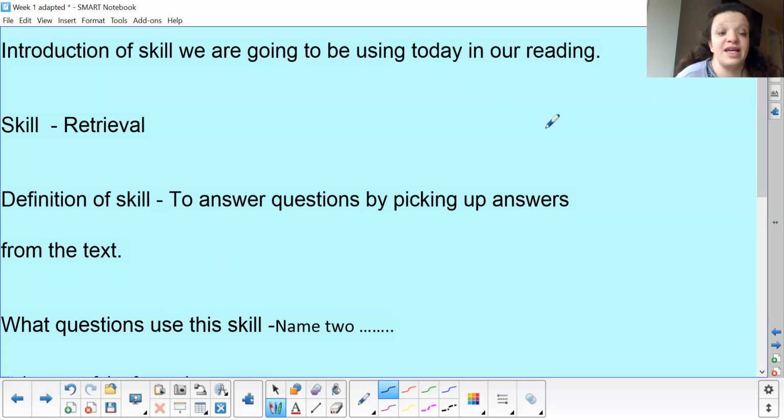So today we're going to carry on with using the retrieval skill. So we're going to answer questions by picking up the answers from the text. Just like a golden retriever does, they go and they pick up something and they bring it back. We're going into the text, finding the answer, picking it up and bringing it out.